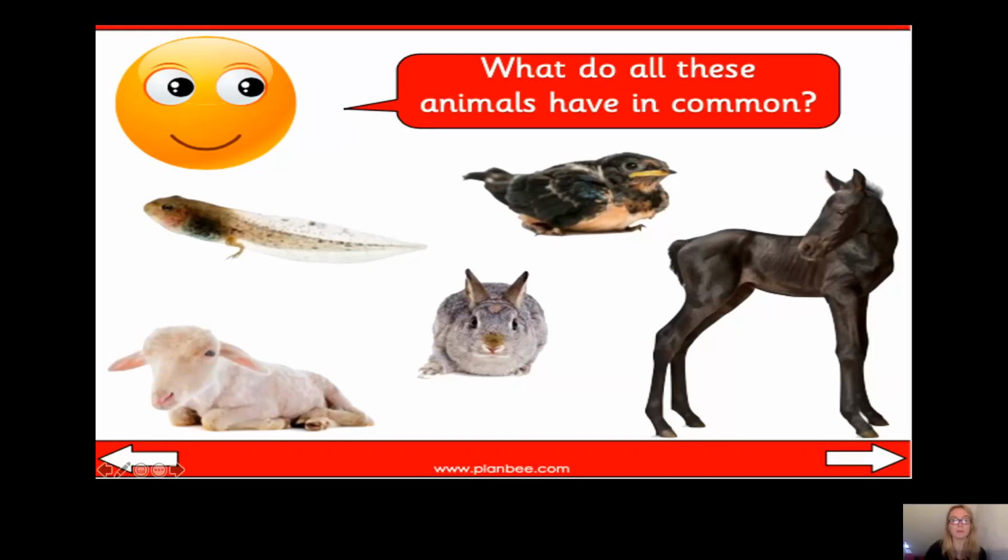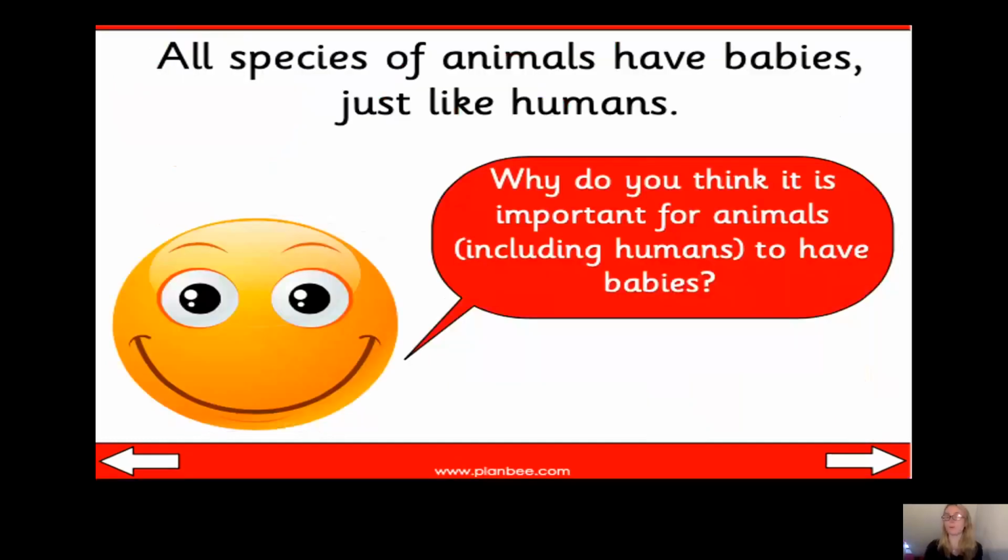Now what about this? Does anybody know what this is? Yes, it's a tadpole. Now what does a tadpole turn into? Yes, a tadpole turns into a frog. Okay, so all of these animals on this page are babies. Well done if you spotted that. Now, all species of animals, even humans, have babies, okay? So all animals, including humans, have babies.